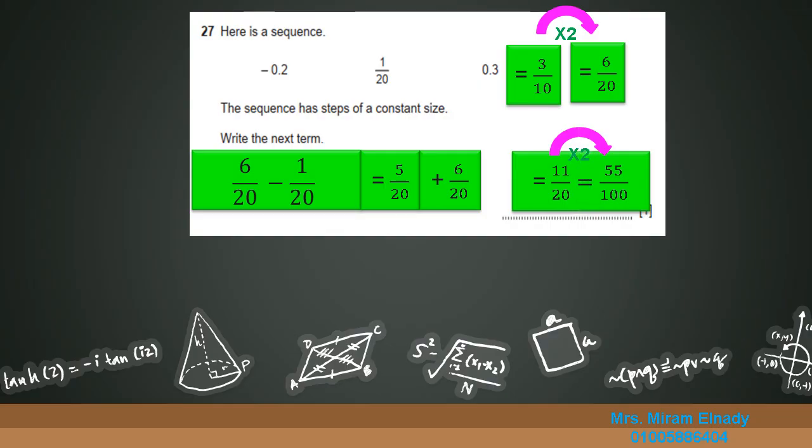If I multiply it up and down by 2, it will be 55 over 100. It will be 0.55. So either you can leave it as 11 over 20 or change it into a decimal, because the previous term was a decimal, so you can. Both answers are accepted, 0.55 or 11 over 20.